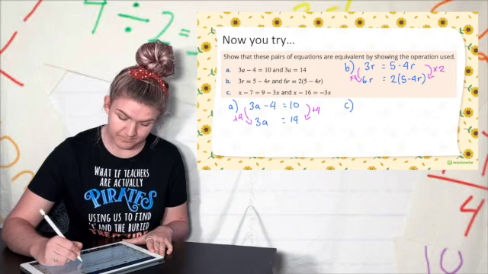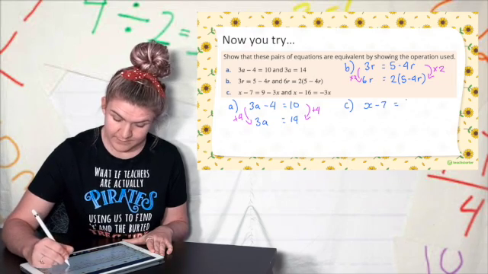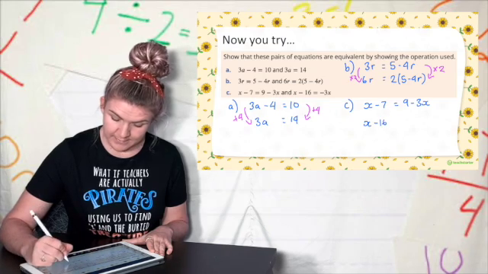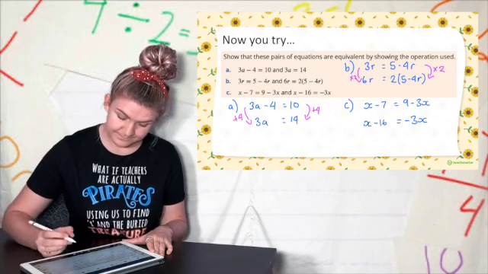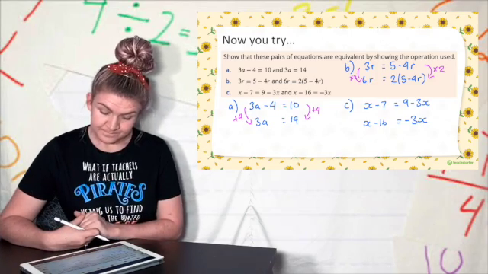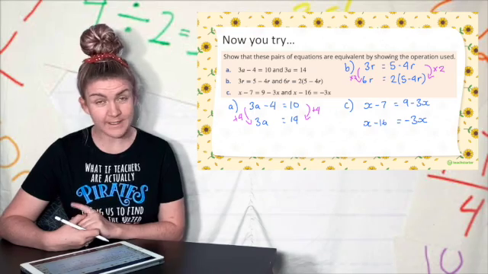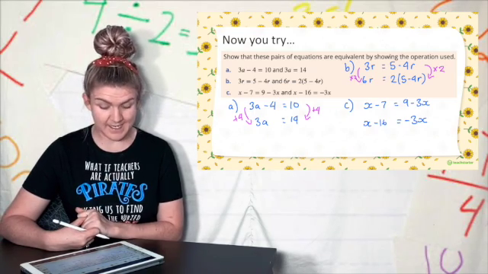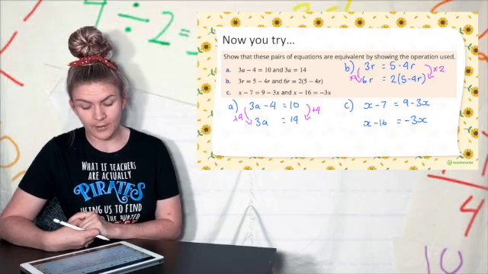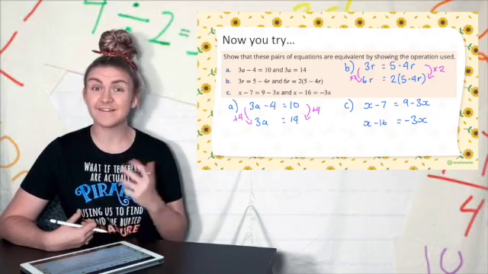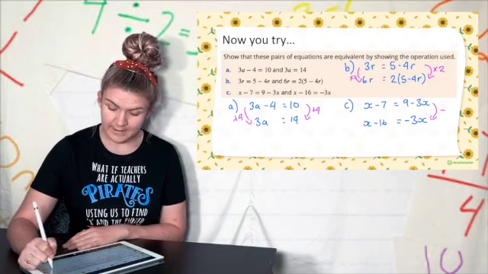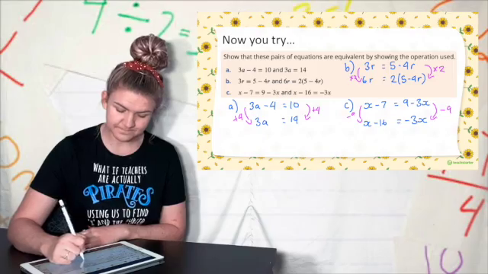Lastly, C. x take 7 equals 9 take 3x, and x take 16 equals negative 3x. Well, on my right hand side, the 9 has disappeared, so take 9. Everything else has stayed the same. On my left hand side, if I go negative 7 take 9, that's negative 16. So it's gone from negative 7 to negative 16. So that is take 9 on both sides.